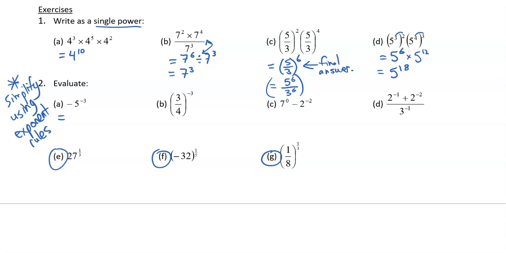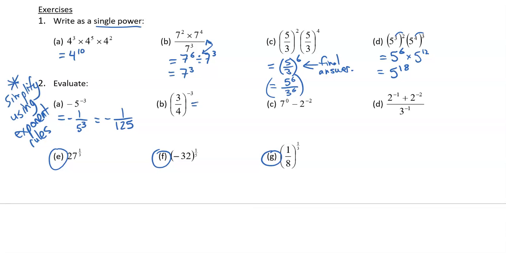So negative 5 to the power of negative 3. This becomes negative 1 over, because it's just the negative, there's no brackets, so it means the whole thing's going to be negative, 5 to the power of 3. 5 to the power of 3, 5 times 5 is 25, times 5 is 125. So that gives me negative 1 over 125.